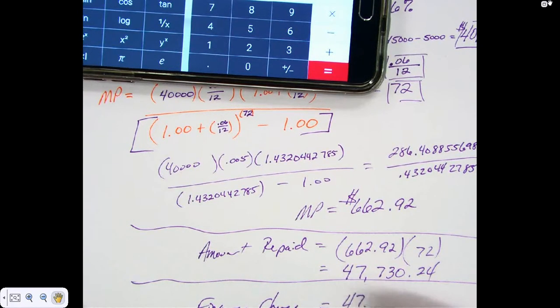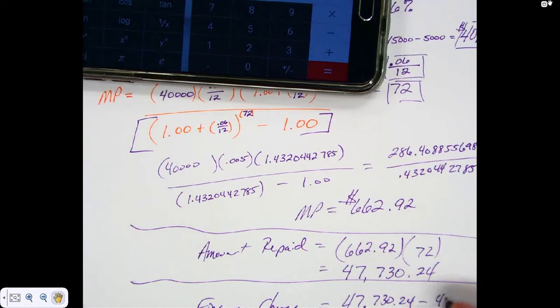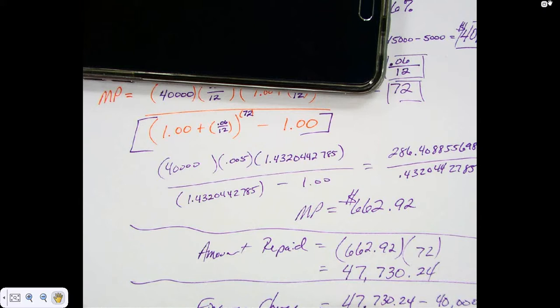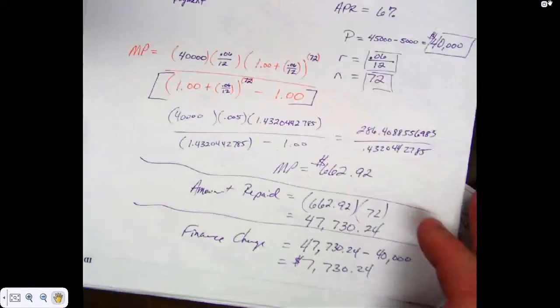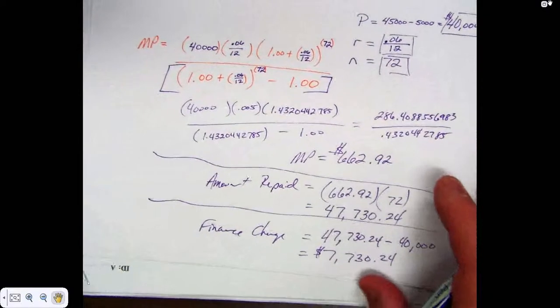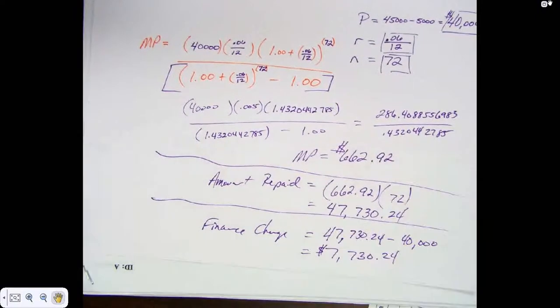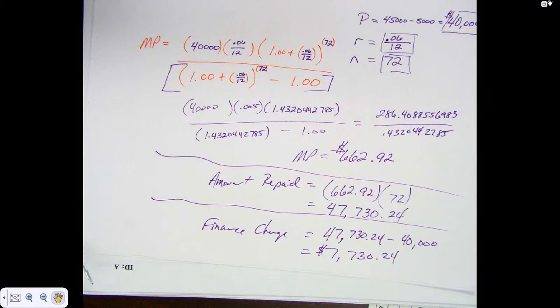Your finance charge is how much you paid, minus how much you borrowed, which was what? So $7,730.24. To borrow that money, you paid almost $10,000, didn't you? Now, in 72 months, how many years is that? It's a 6-year loan. So you're paying, in the long run, it averages to about 1,200, almost 1,300 a year. $1,300 a year to borrow that money.